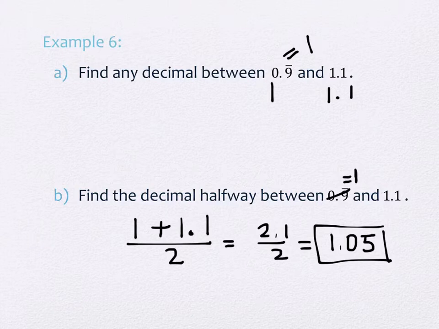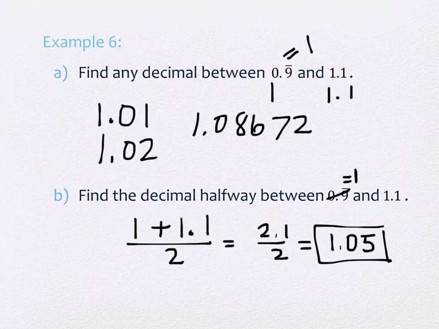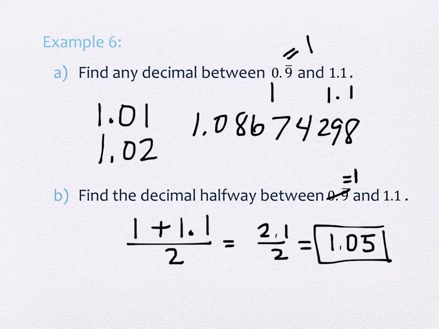And that makes sense if you think about it in terms of money. 1 is like $1. 1.1 would be actually $1 and a dime. Well, what's halfway between? Well, $1.05. Now that we have $1.05 here, there's nothing special about this except that it's specifically a halfway point. Any value in between would work. So we could put in 1.01, like $1.01, or 1.02, or 1.086742, I think 98, I don't know, whatever it is we have. Any of these numbers are actually between 1 and 1.1.